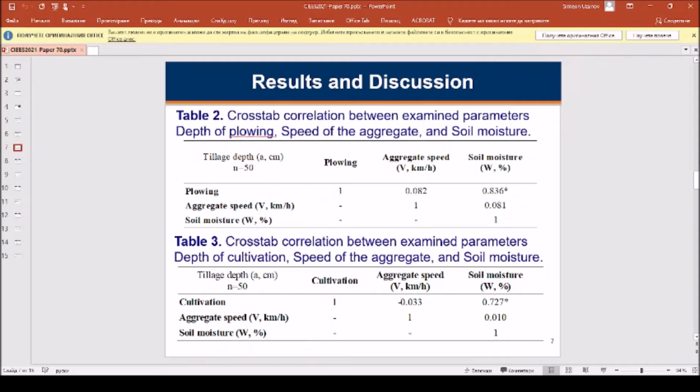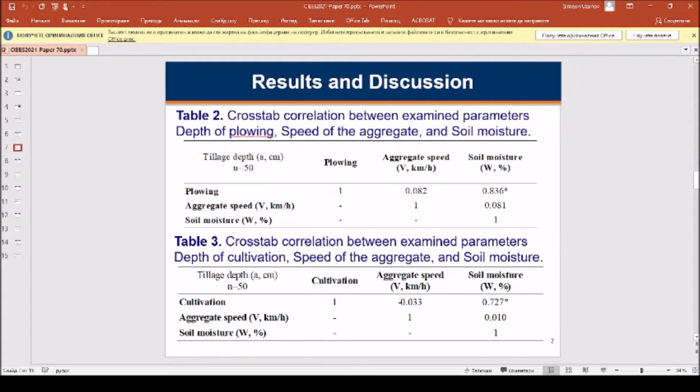The calculated correlation coefficients of the studied parameters depth of cultivation, speed of the aggregate, and soil moisture at the significance level P less than 0.05 are presented in Table 3. Similar to the previous results, Table 2, there is a very weak correlation between the factors speed of the aggregate and soil moisture. R is equal to 0.01, i.e. their influence on the studied parameter depth of cultivation can also be examined separately.